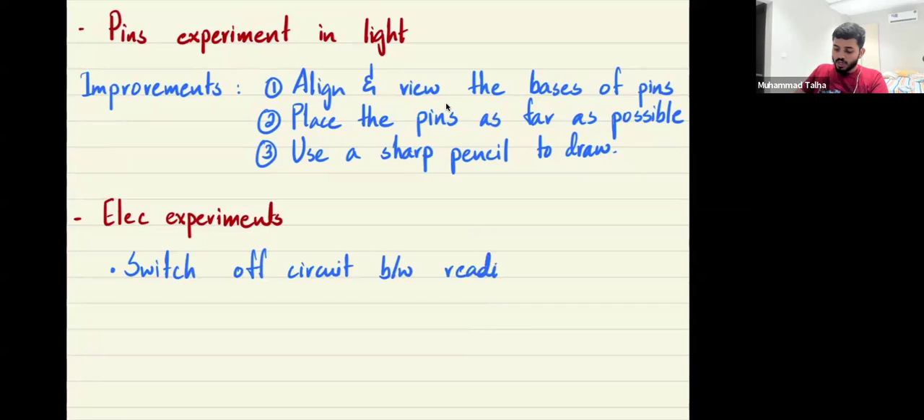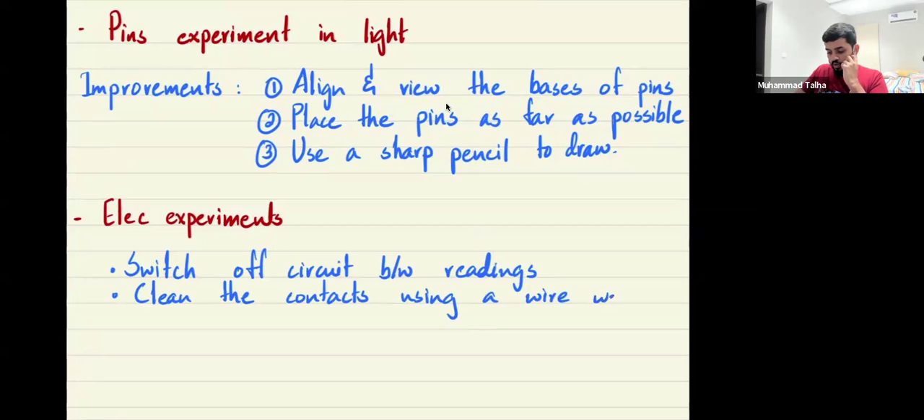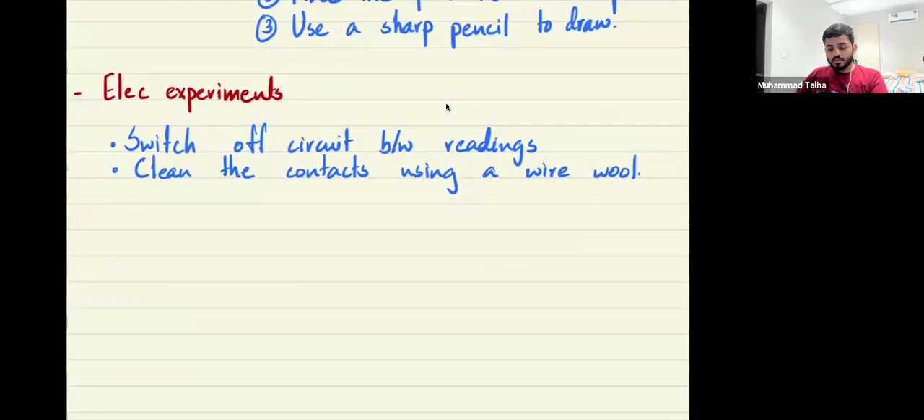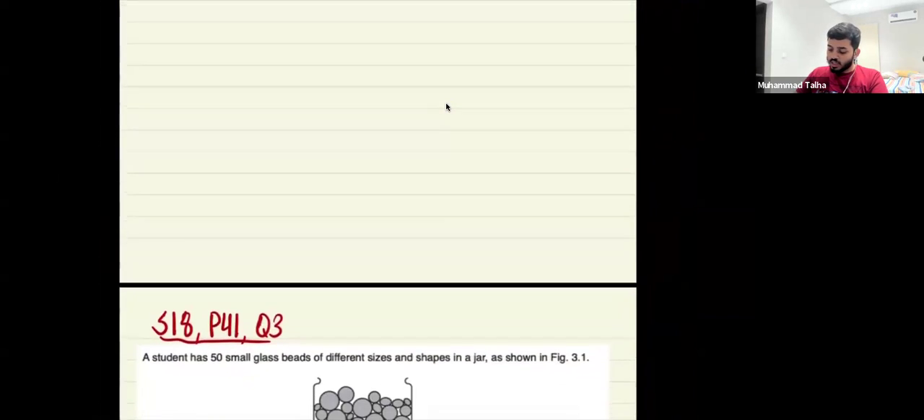Or you can also sometimes, if you have an experiment which uses crocodile clips, you can say clean the contact of clips using a wire wool. So wire wool is basically what you guys have at home to wash dishes, right? So that's known as a wire wool. So yes, some things about electricity that you can talk about. Yeah, so that's what comes to mind.